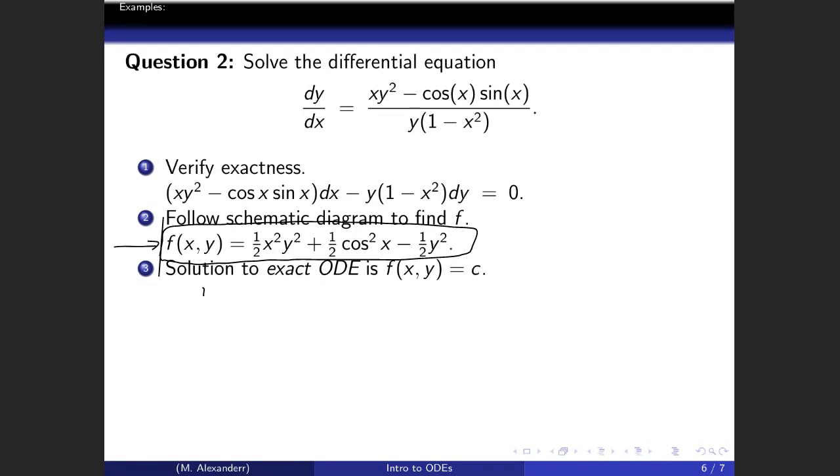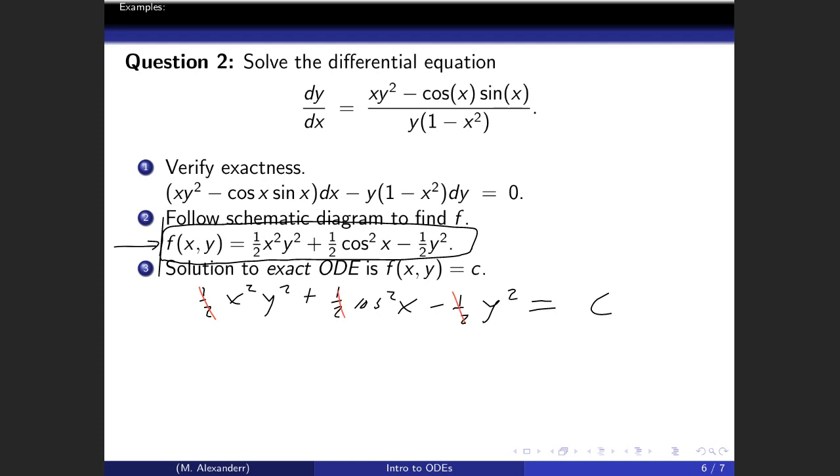And so if you do that, then we have 1/2 x squared y squared plus 1/2 cosine squared x minus 1/2 y squared, and then we make the whole thing equal to a constant c. And if we can, we want to solve for y here. Let's see what we could do. First of all, we can eliminate all the 1/2s. You can cancel them out.